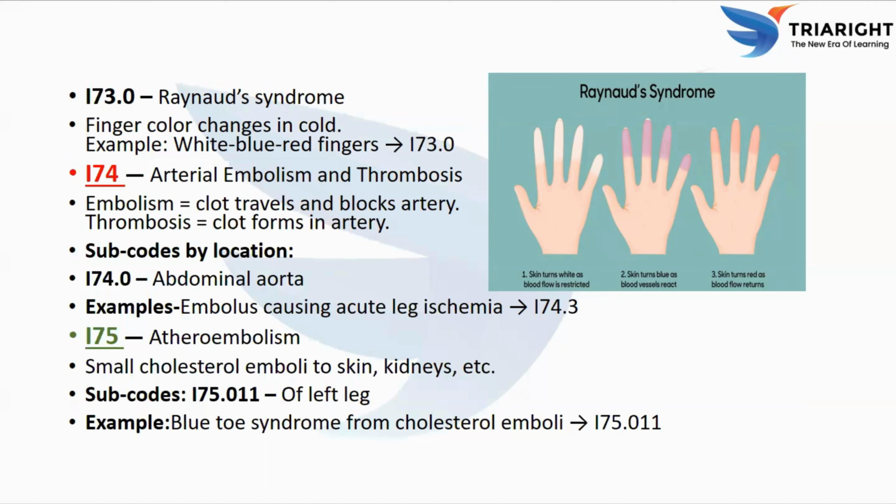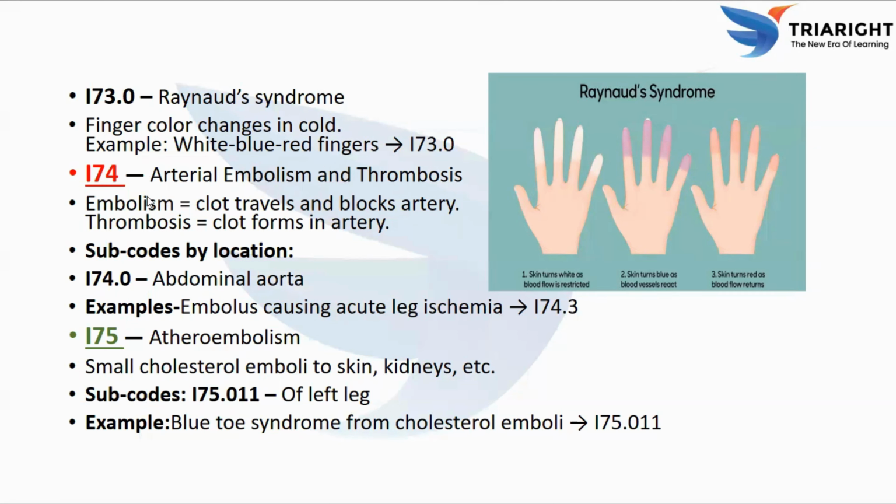You have to assign the code I73.0 for Raynaud's syndrome. So what happens? The blood vessels suddenly get narrowed, nothing but you can see less blood flow, so that the color changes. Whenever it changes to white, it indicates there is no blood flow. Whenever it changes to blue, it indicates a lack of oxygen. Red indicates the blood flow returns. So if a note says white, blue, red fingers when cold, you have to assign the code I73.0.